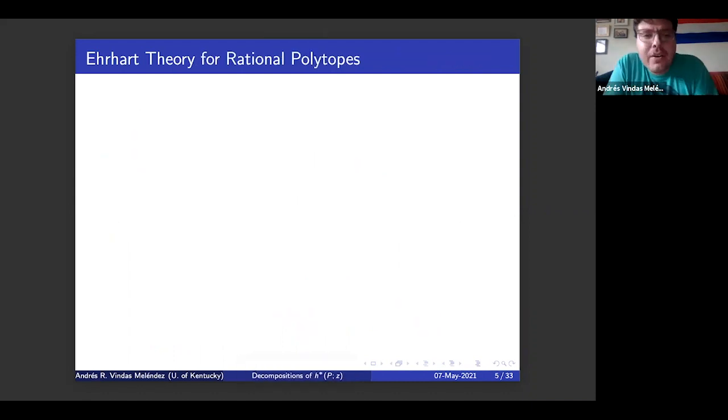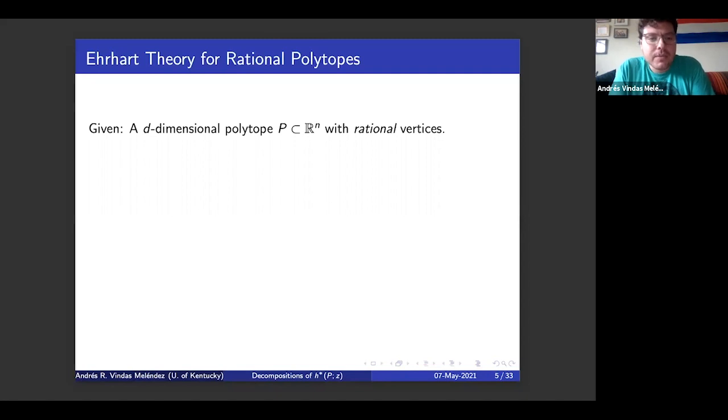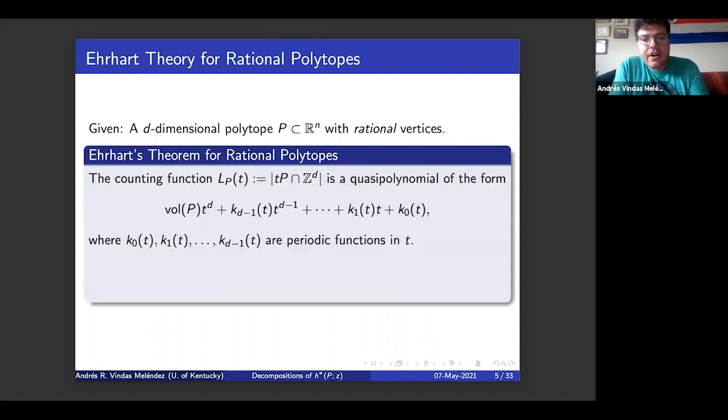And so for this project, I cared about rational polytopes. These are sometimes the forgotten siblings of lattice polytopes, but there's plenty of things to do for rational polytopes. So I'm given a d-dimensional polytope in R^n with rational vertices. And actually Ehrhart proved something stronger, and he said his result holds for rational polytopes. So it turns out that the counting function L sub P of t is in fact a quasi-polynomial of the following form, where these k sub i are periodic functions in t.